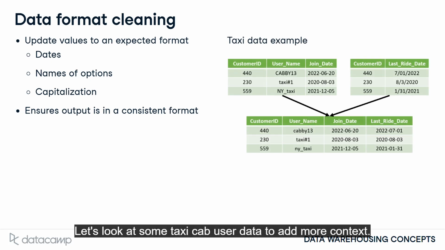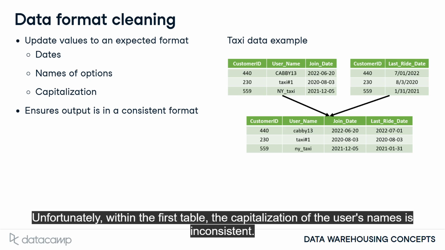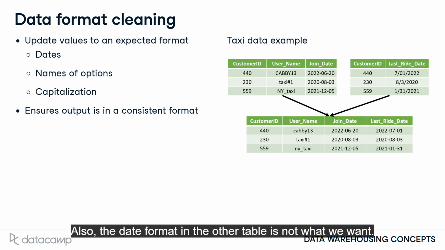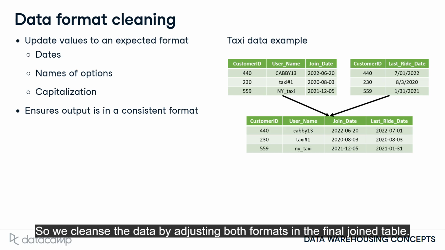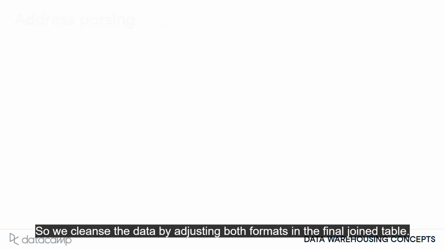Let's look at some taxicab user data to add more context. In it, we have data from two sources that we want to join together. Unfortunately, with the first table, the capitalization of the user's names is inconsistent. Also, the date format in the other table is not what we want, so we cleanse the data by adjusting both formats in the final join table.